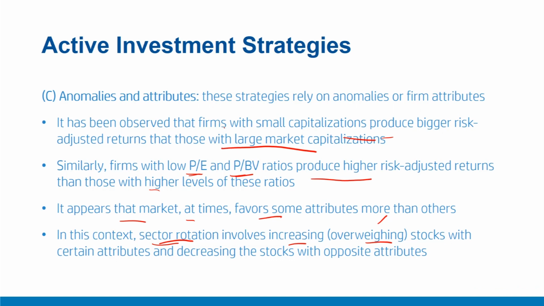Third, we discussed anomalies and attributes, wherein we discussed that there are certain anomalies and attributes that are favored more by the market at certain times, and favored less by the market at other times. So depending upon the current market view, one can rotate their position, called sector rotation, by overweighing those styles or attributes that are favored more, and then going back to the original position when this kind of favor or bias is less.